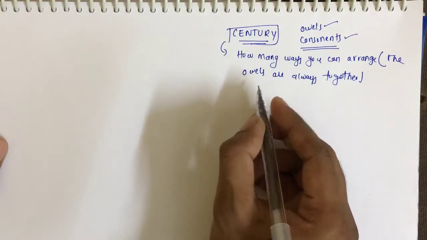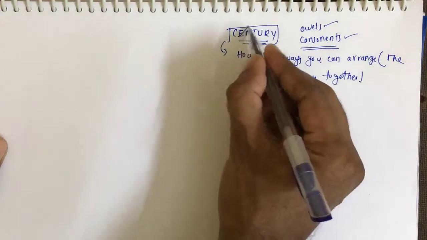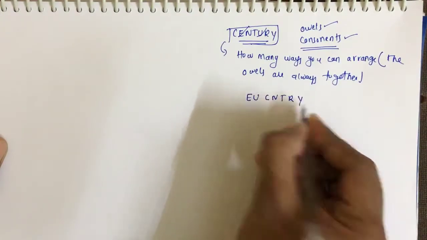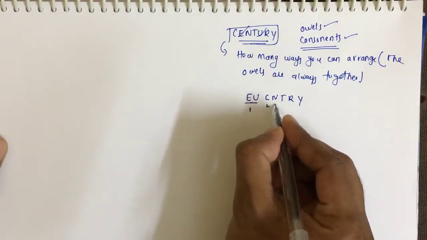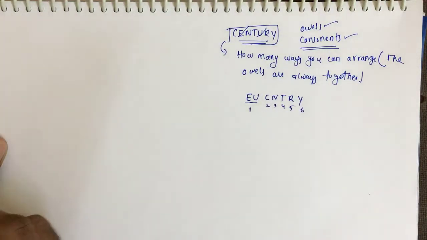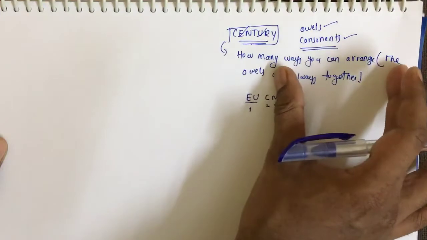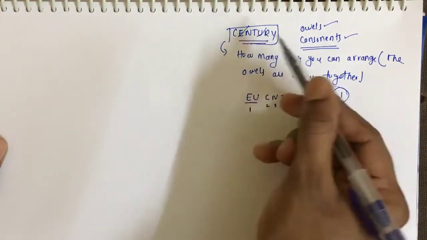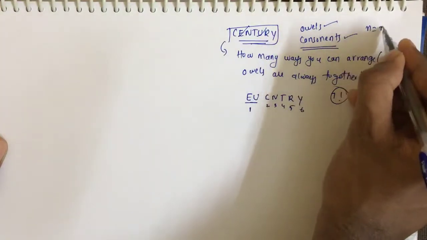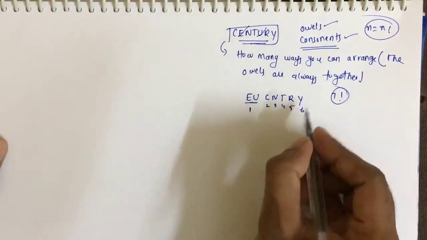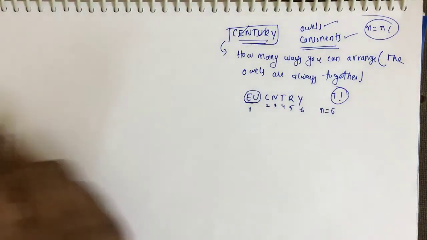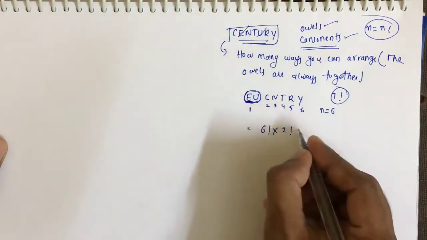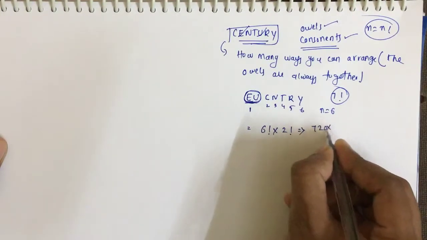So what will we do now? We will write all the vowels on one side, consonants on the other side. E and U are vowels, right? So E, U, and the remaining consonants we will write separately. These two we take as 1, and then 2, 3, 4, 5, 6. If they don't give this condition, the answer will be 7 factorial. If they give this condition, n number of things can be arranged in n factorial ways. Here n equals 6 because the vowels are together, so the vowels count as 1 only. Now 6 factorial into 2 factorial. Why 2 factorial? Because 2 vowels are there. So 6 factorial means 720 into 2, that is 1440.